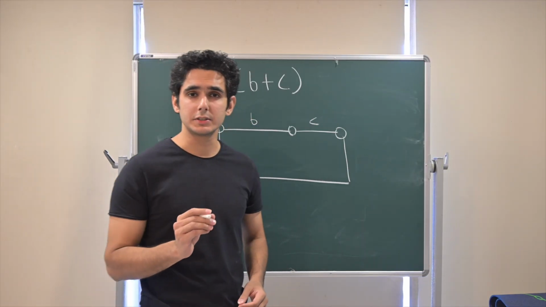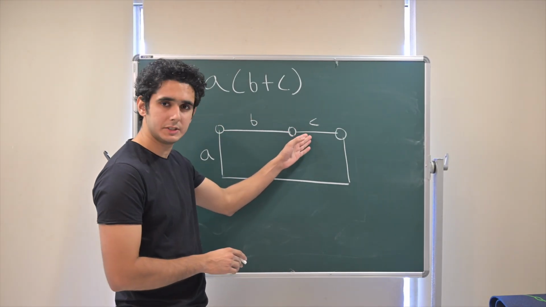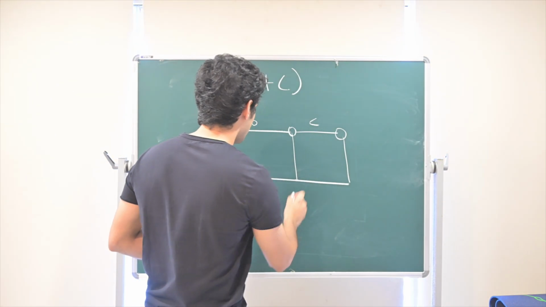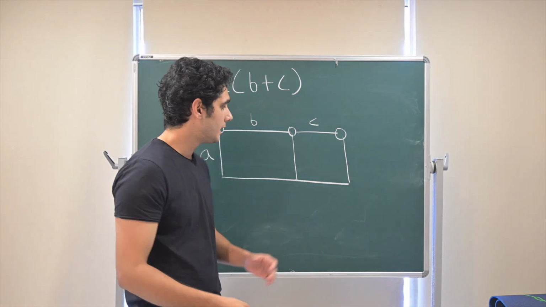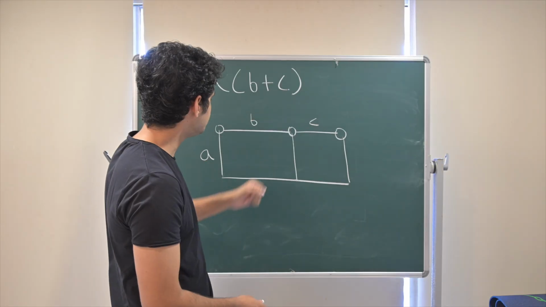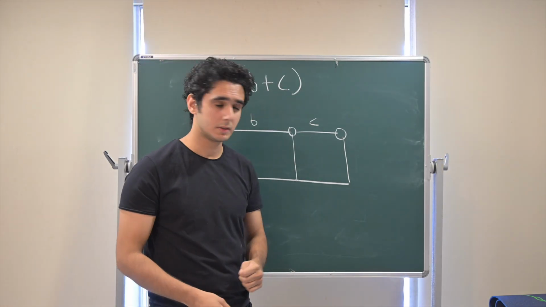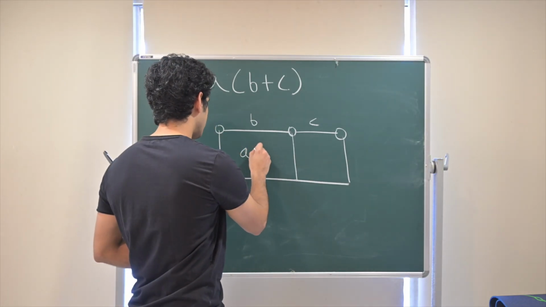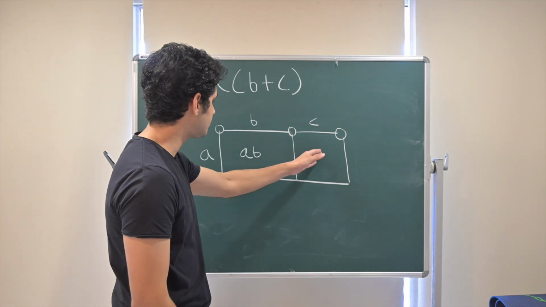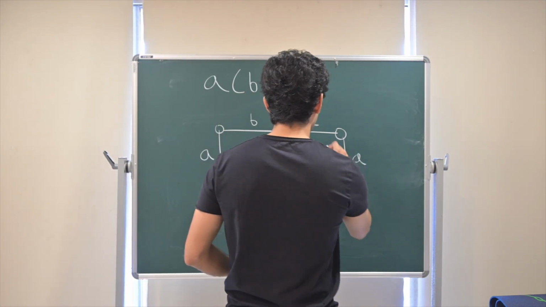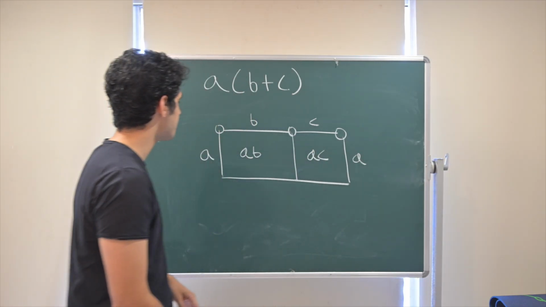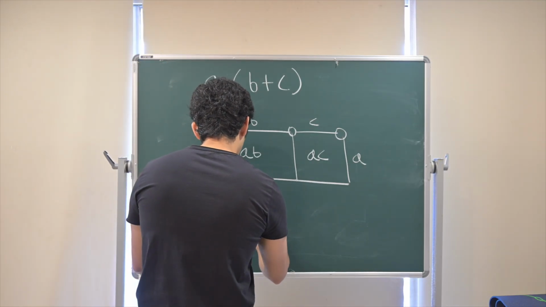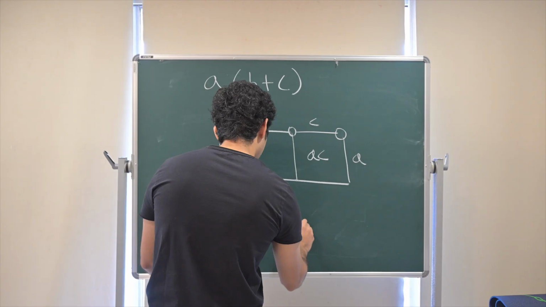Now let's do something interesting. From the point where b ends and c begins, let's drop a perpendicular. And now we can observe that the rectangle a times (b plus c) is divided into two regions, this one and this one. This region has the value a times b, and this region has the value a times c. So the entire region has the value a times b plus a times c.